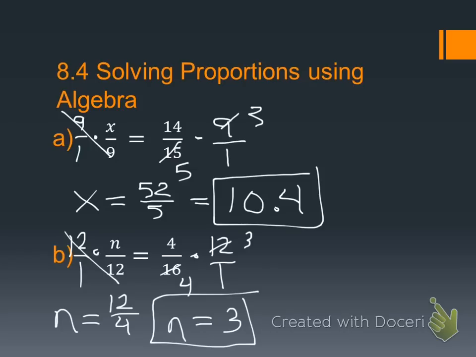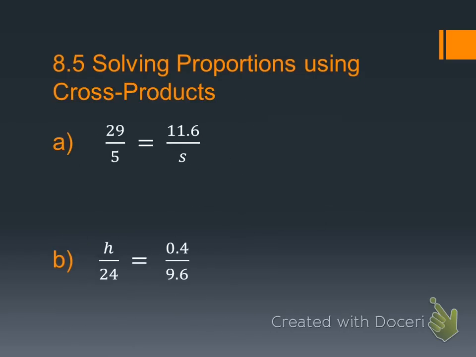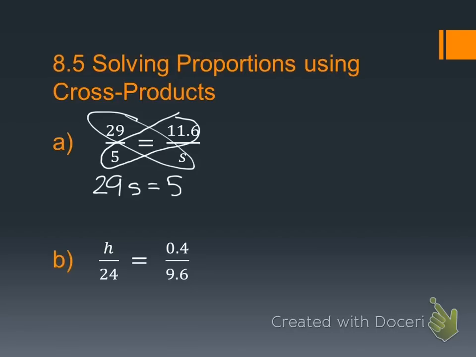Now, last but not least, I'm going to solve using cross products. You want to, hold on one second. Okay, so now you want to circle your cross products and then write your new equation. So now you have 29s equals 11.6 times 5, and that is 58. Divide both sides by 29, and s equals 2.